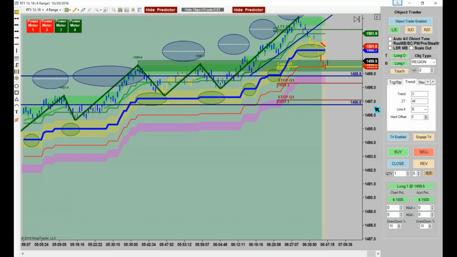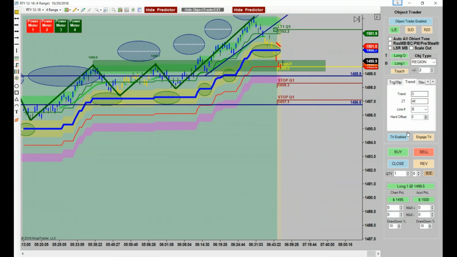How do I turn off that trend setting in Sidebox? The trend setting right here, just turn trail enabled off like that. That would disable it. Let's speed this up. This must have been real slow about this time. Decent little trade.